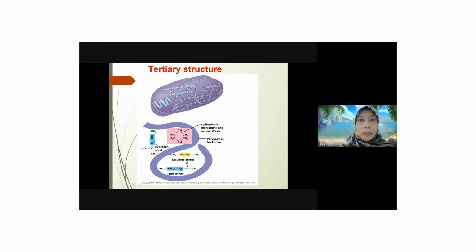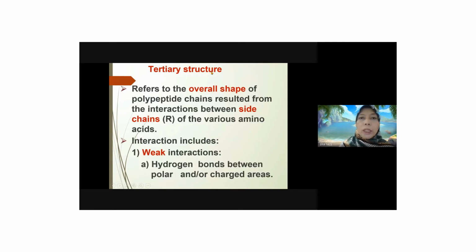And the third weak interaction, ionic bond. NH3 plus is charged and O minus. So there's ionic. So these are 3 weak interactions. Then I'm going to have another one, which is a strong interaction between sulfur and sulfur. And this is the disulfide bridge. So there are 4 interactions for the tertiary structure of the protein.